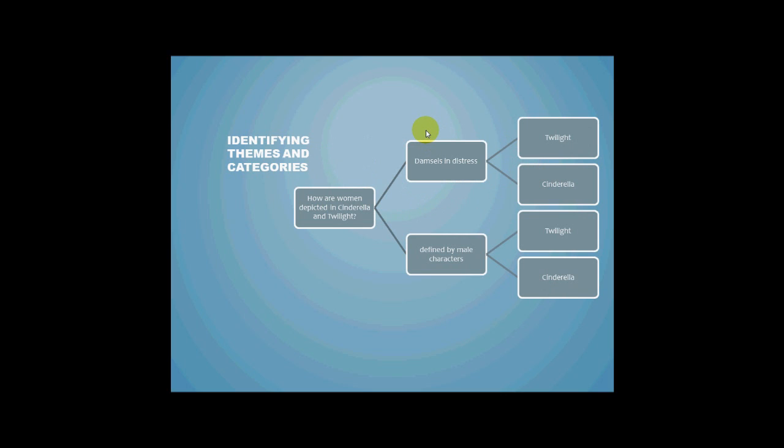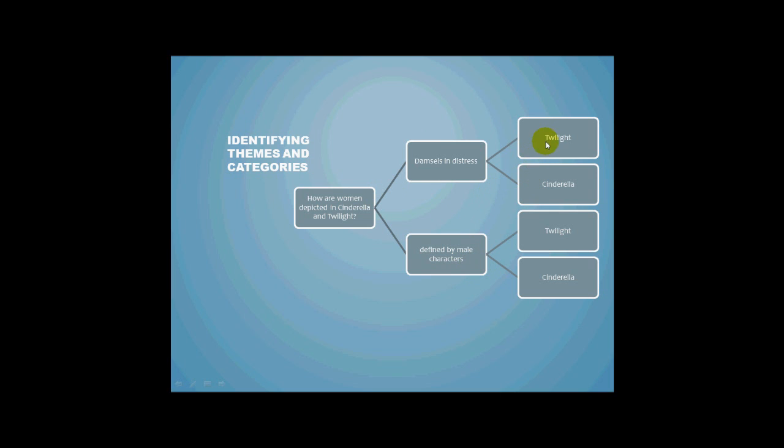Well, once you've collected all your information, you've got all your brainstormed ideas from the two texts, and you found some stuff from secondary sources, you want to start trying to create categories that allow you to organize all this information you've collected. So let's imagine that I've done that. I've tried to organize my findings up until this point into categories. And my two categories that I've come up with here are damsels in distress and defined by male characters.